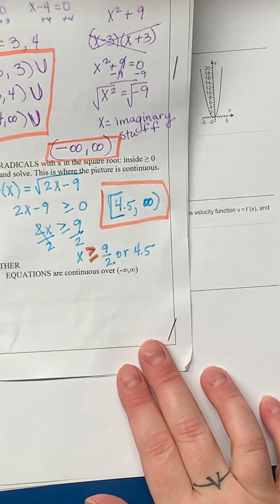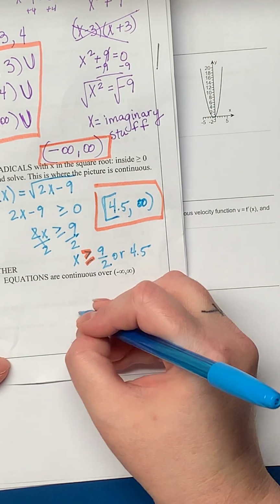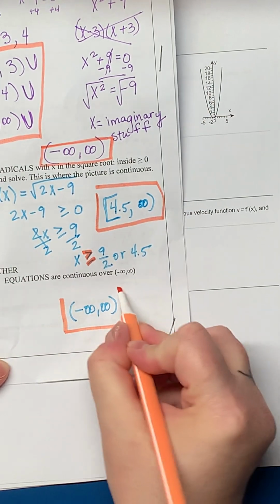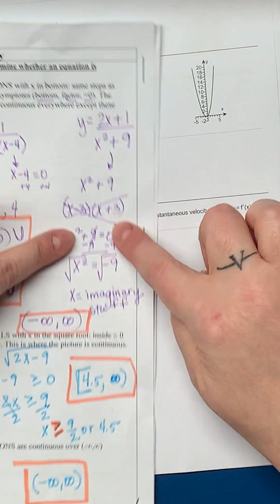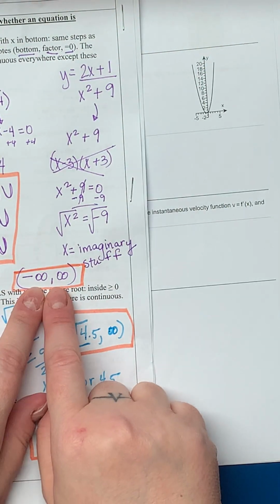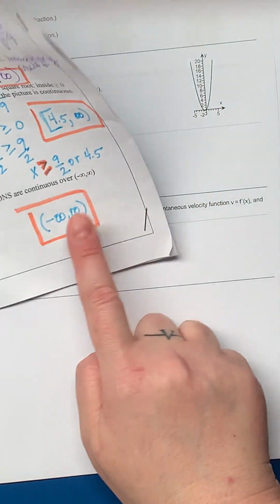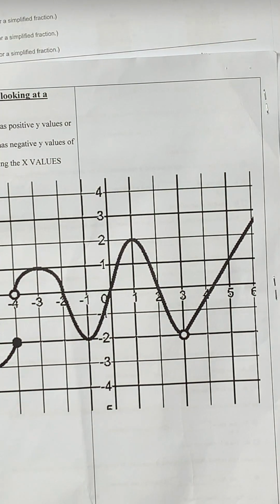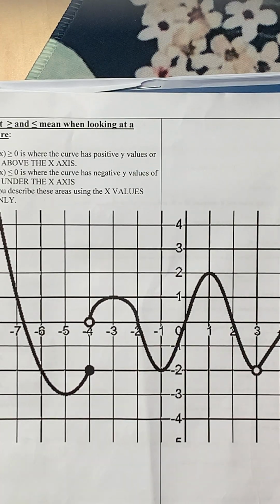Okay, anything else that's in your homework will be continuous over negative infinity to positive infinity, unless they give you a picture. So in your homework for the equations, you should have a fraction problem that gives you an answer, a fraction problem that is useless and you get negative to positive infinity. Then you should have a square root, and then every other type of equation should be continuous over negative infinity to positive infinity. Okay, let's look at the back of this and see what greater than or equal, and less than or equal means when you're looking at a picture.